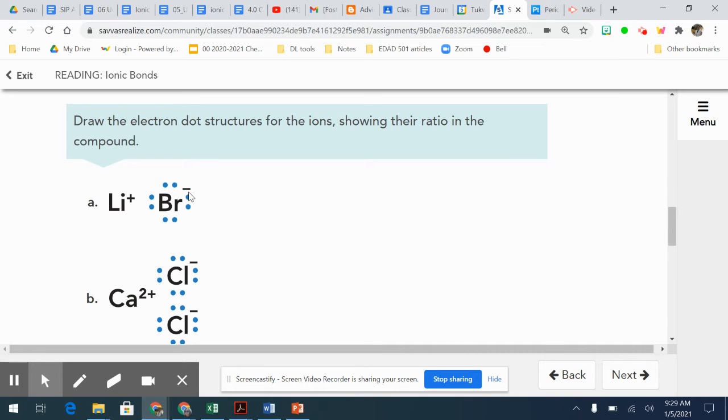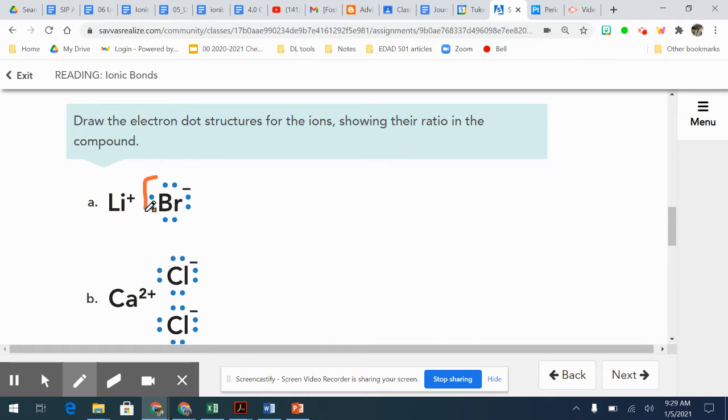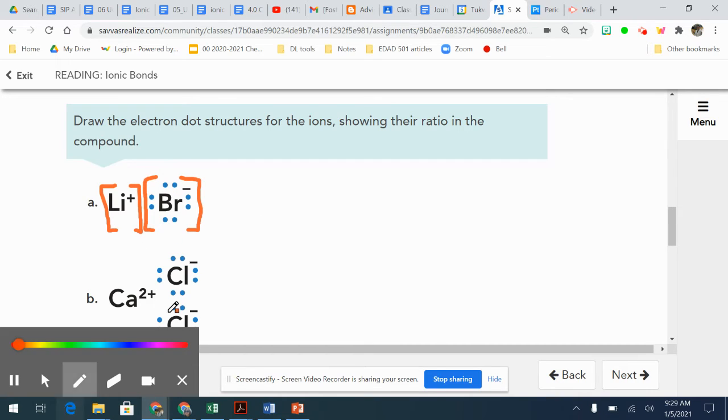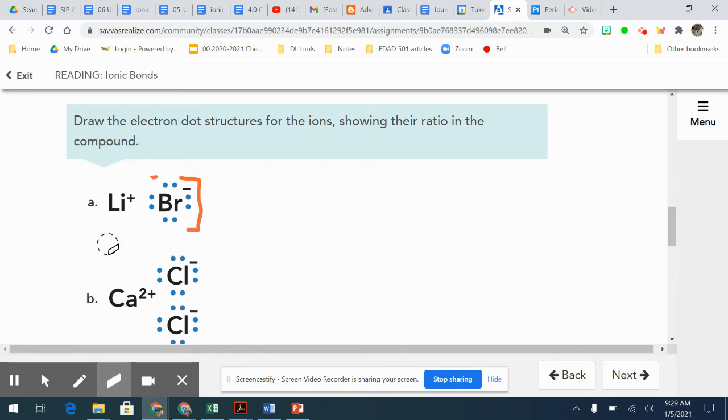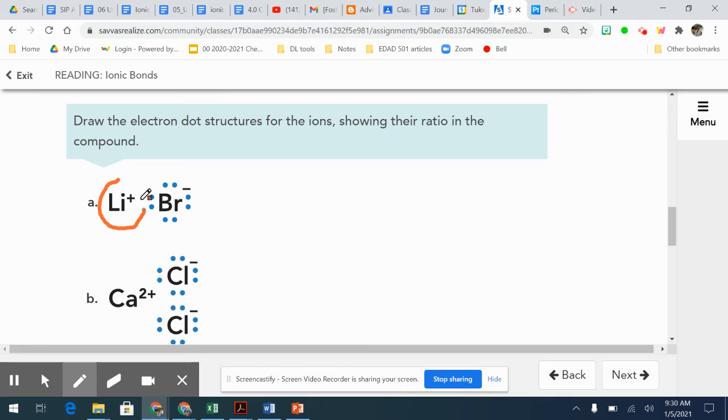And in the example problems here, they don't show brackets, so we could put brackets around this if we wanted to, just to show it's its own thing. And then we could put it over here next to lithium. So that's one way to do it. I just want you to be familiar with the different ways. Or, let me erase, you could draw the circles around the two. So we could show lithium here and bromine.